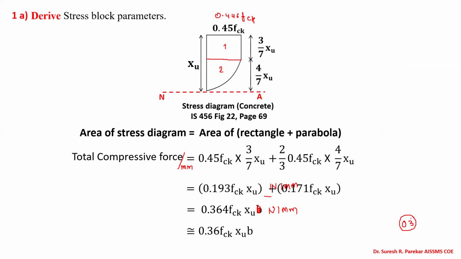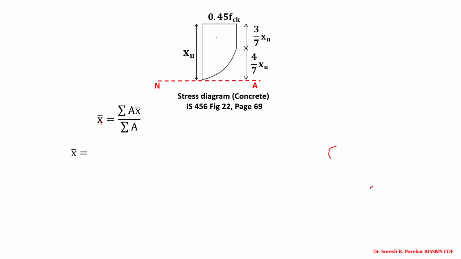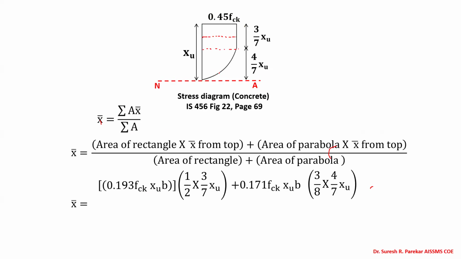Then we have to go for the position of this compressive force. Then we have this diagram. Then summation A x bar. We know how we find the centroid: x bar is summation A x bar upon summation A. So we have calculated the value of this rectangle force, 0.193 fck xu into B. You can multiply by B or you cannot. Then the center of this, we have 1/2 because this is a rectangle, so 1/2 of 3/7 of xu, plus the value of parabola area we have calculated, 0.176 fck xu, and then we have the CG of this from base.